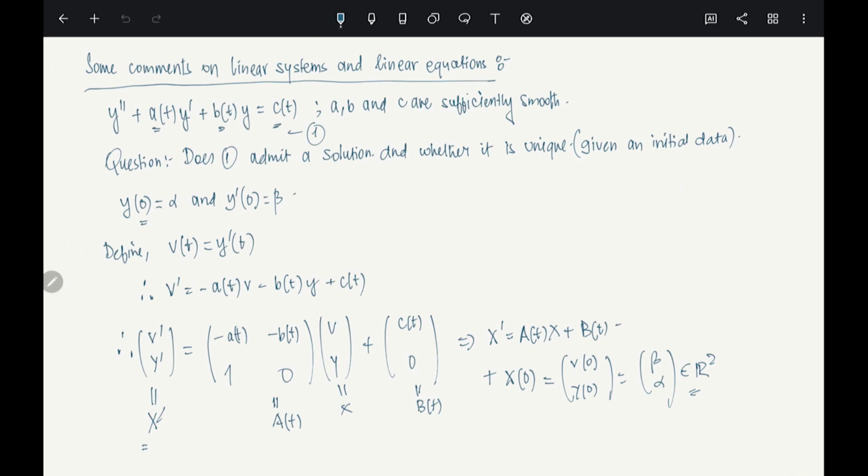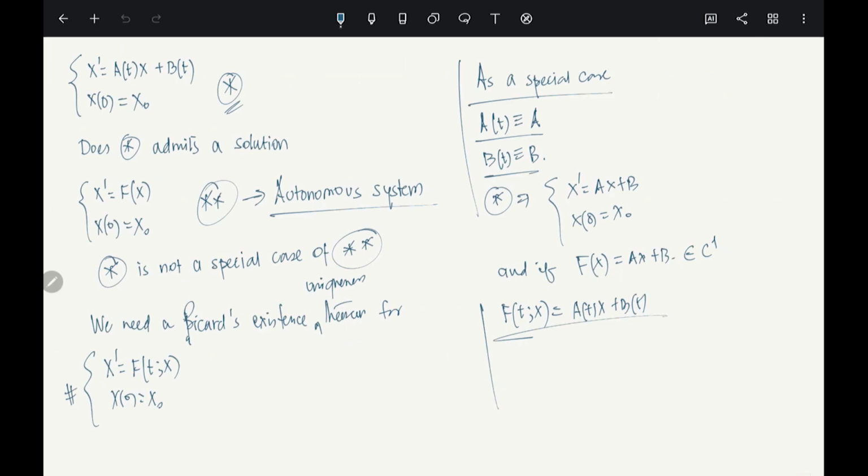Is this clear? So essentially the question boils down to this: can we say that Picard's existence and uniqueness theorem is also valid for a non-autonomous system? This sort of system is called a non-autonomous system. I hope this is clear. For this, we are in luck because Picard's existence and uniqueness theorem does hold.